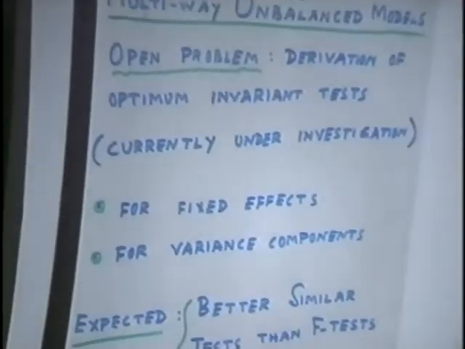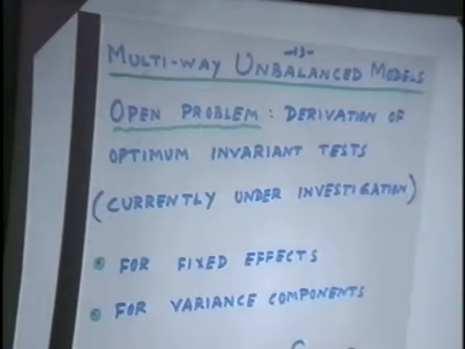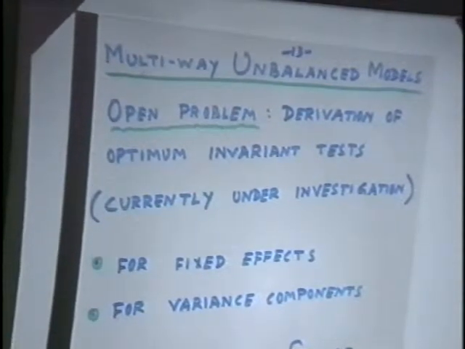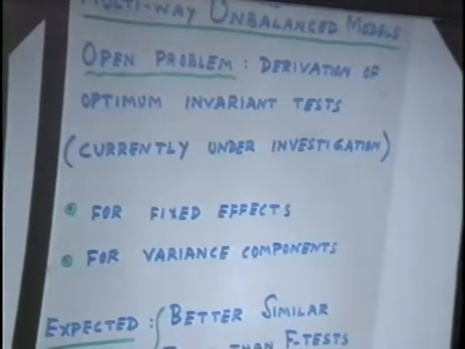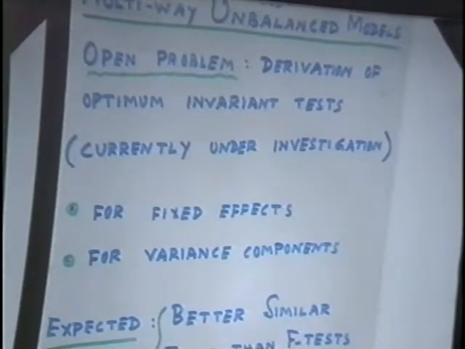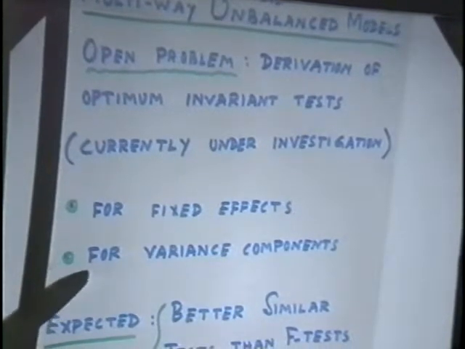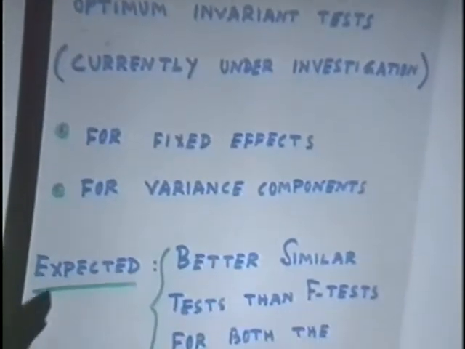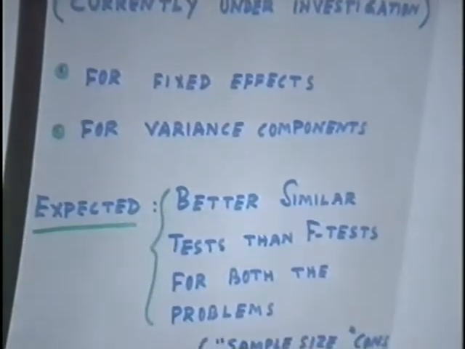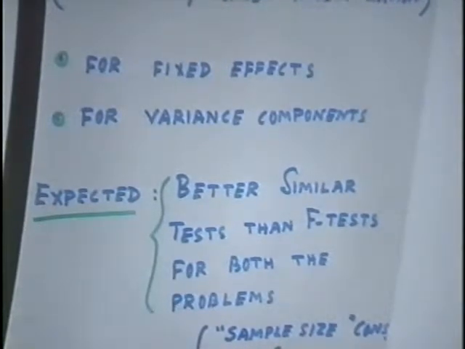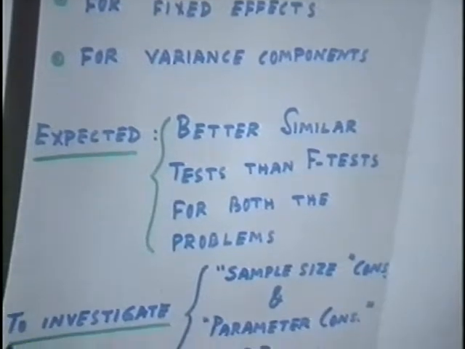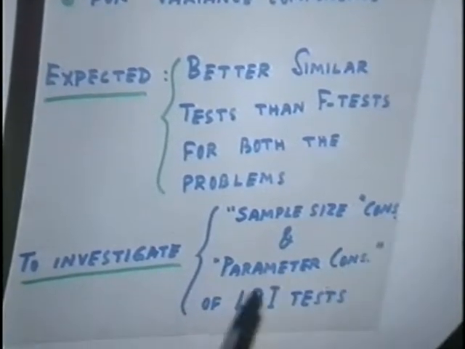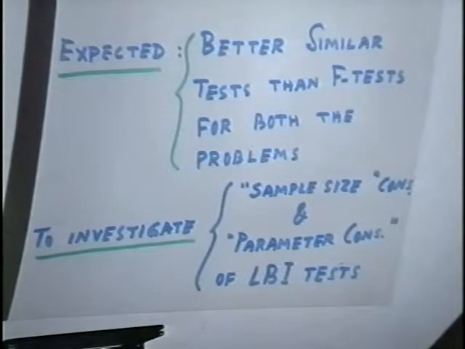That was for the one-way unbalanced case. In the case of multi-way unbalanced models, the open problems are the following. First is the derivation of optimum invariant tests for fixed effects and also for variance components in unbalanced models, and this is currently under investigation. We expect to get better similar tests than F tests for both problems. Another thing we should investigate is the sample size consistency and the parameter consistency of these LBI tests.